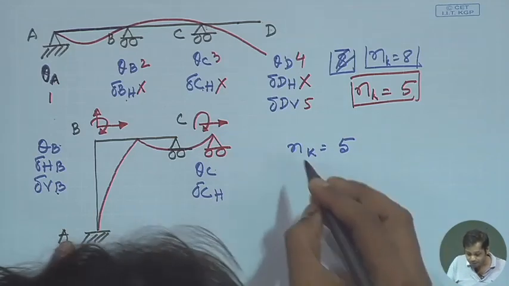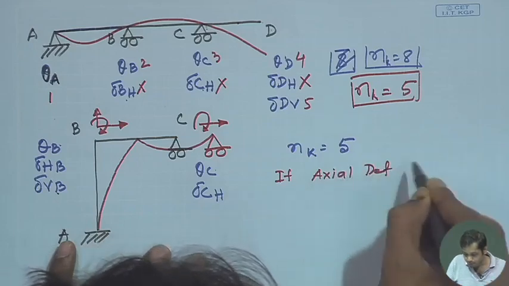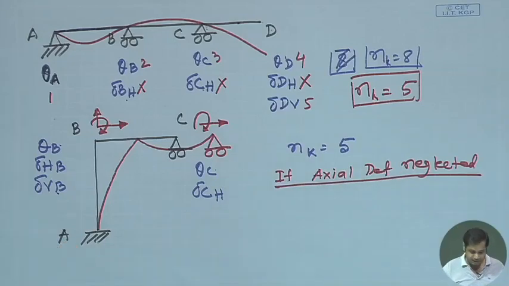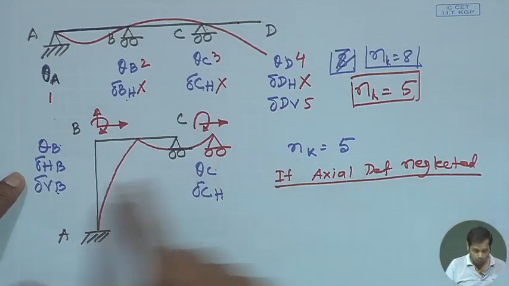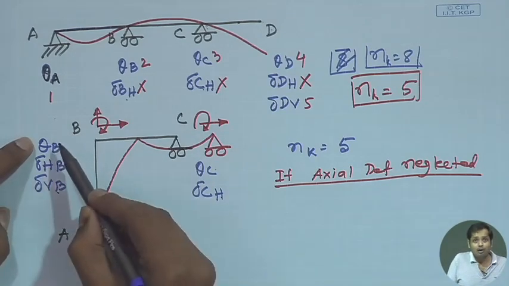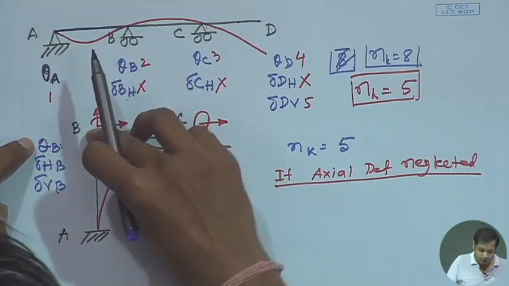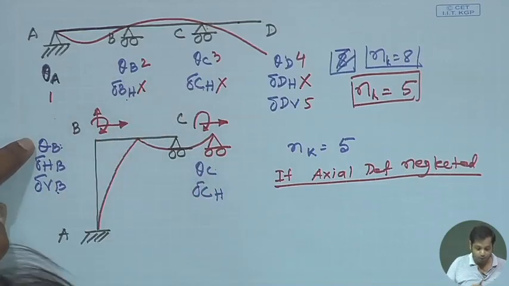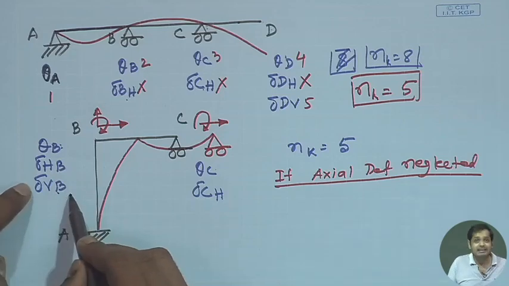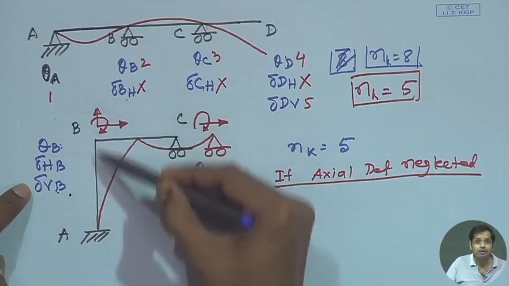Now, if axial deformation is not allowed, if axial deformation is neglected, then what happens? Now, let us see, if the axial deformation is neglected, what happens to these degrees of freedom. Okay. Now, see what is the consequence of theta B? Theta B tells you how the point B rotates. Okay. And what is delta VB? Delta VB means how this point B moves in this direction.